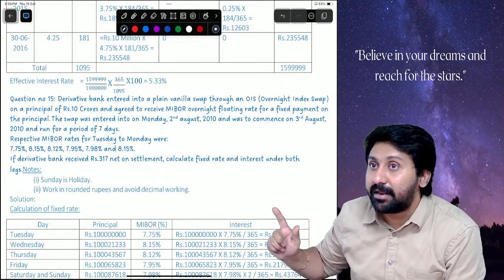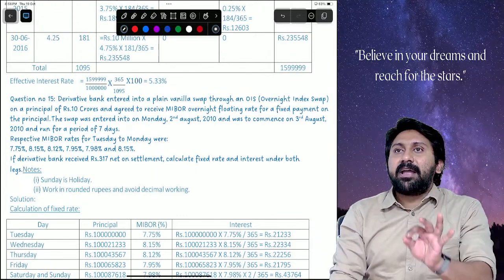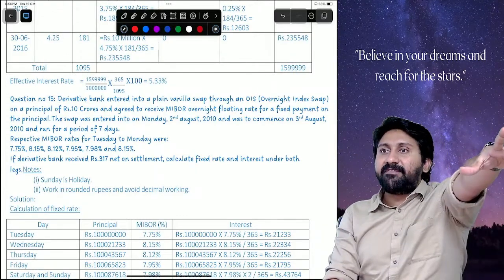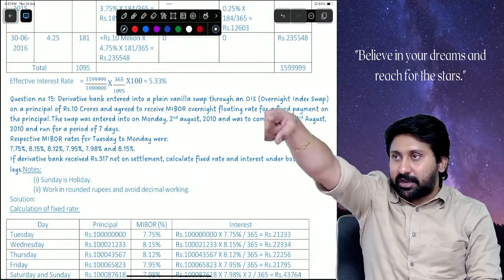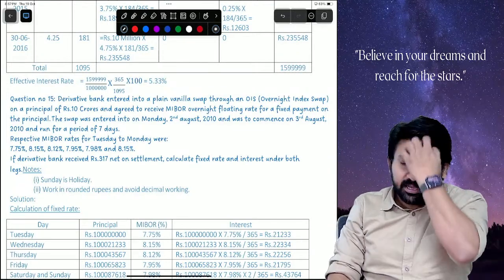Which MIBAR? Daily MIBAR. First tell me by reading the question. The bank has put its money with the investors. You are all investors, I am the bank. I gave money to you. You are paying in which rate? Fixed rate.